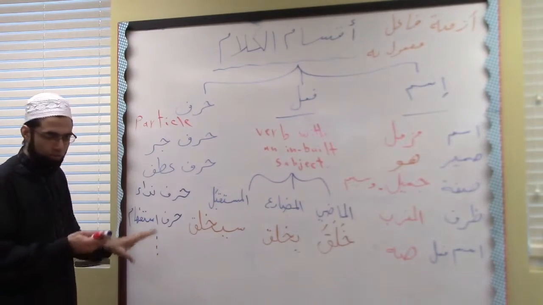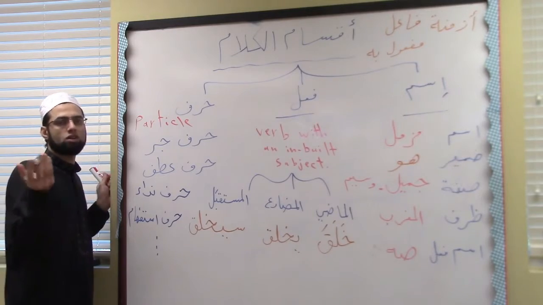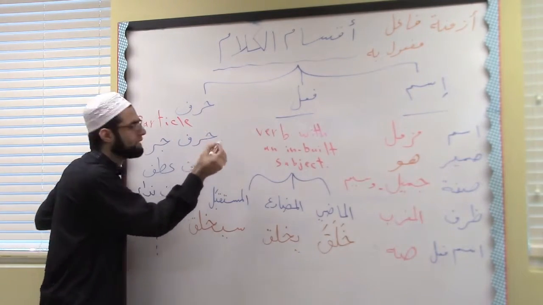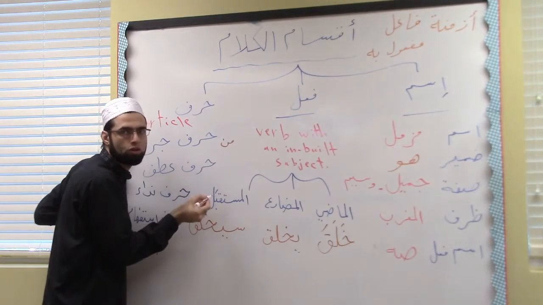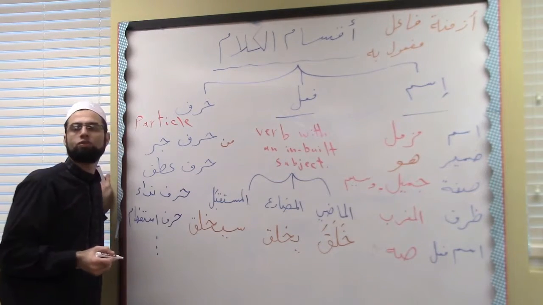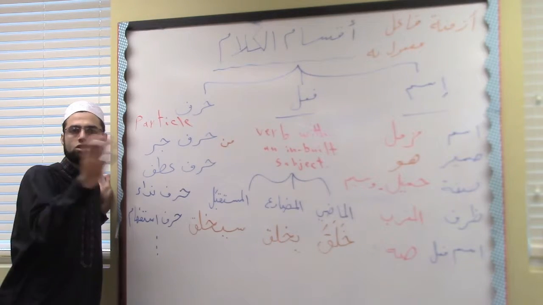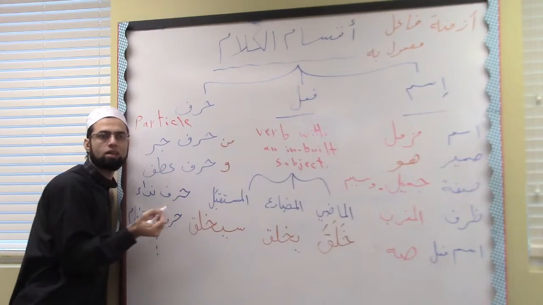Let's take one example of each and we'll be done, inshallah. Harf jar, give me a harf jar. We said ila, okay? Or min, we took min, right? Min means from, right? Where are you from? Min aina anta? Min. Harf atuf means what? Conjunction, right? Like what? Wa means what? And.